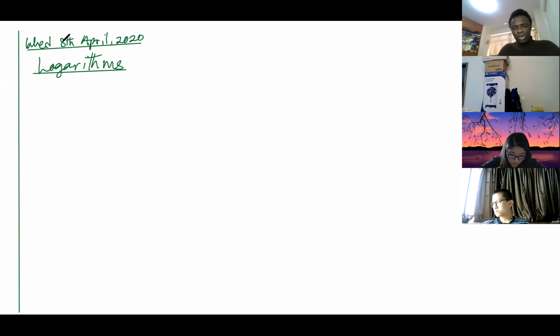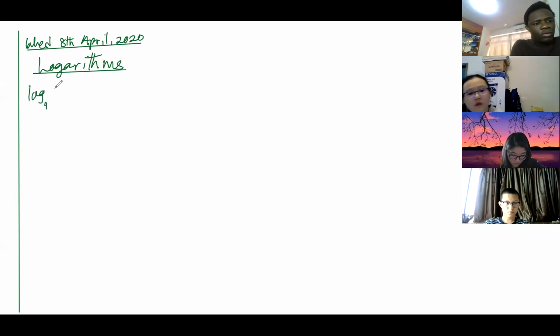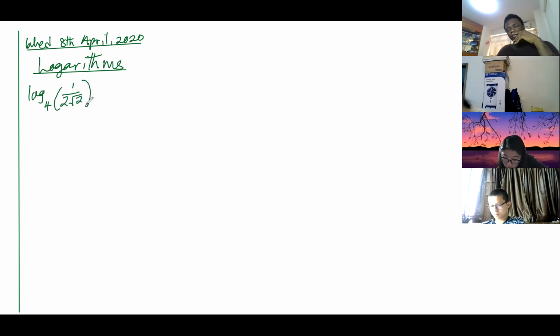Okay, so the first question that you are asked to do today is log. The base is 4, and the number is 1/2√2, right? Can somebody tell me what they did? For those that did it, please tell me what you did. Then I can chip in one or two things.